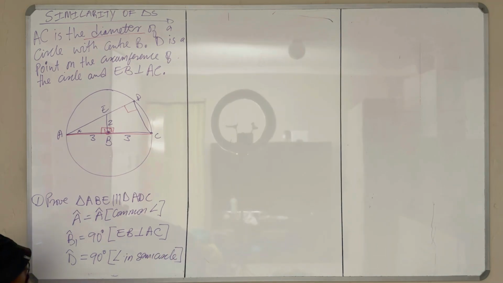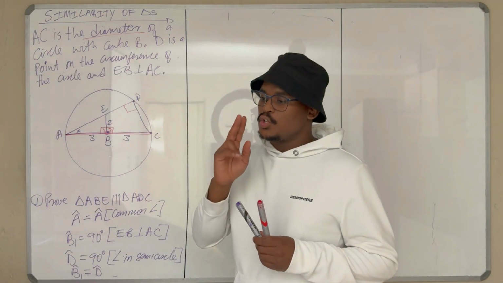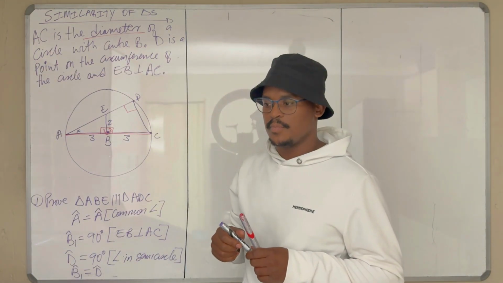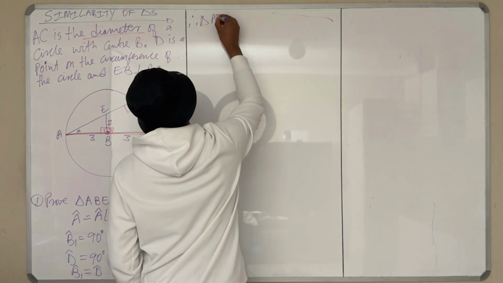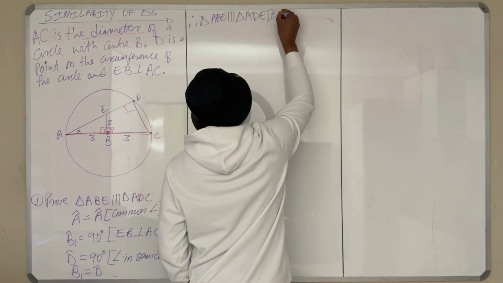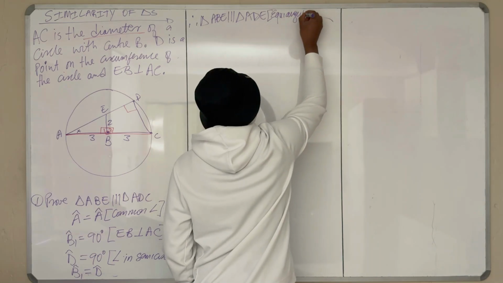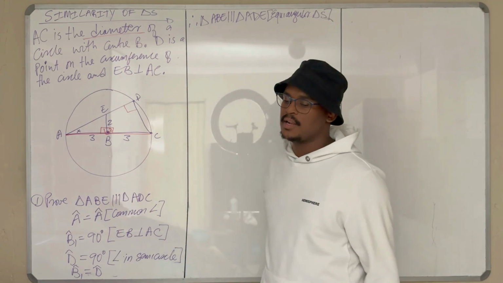Are you happy with this? Yes. So what does this mean? If your B1 is 90 and your D is equal to 90, which means your B1 is equal to angle D, right? So we have shown that A is equal to A and B is equal to D. Then these two triangles are similar because we have shown that two pairs of corresponding angles are equal in measure. So let's say therefore, triangle ABE is similar to triangle ADC. Why? These are equiangular triangles, which are triangles with equal corresponding angles.